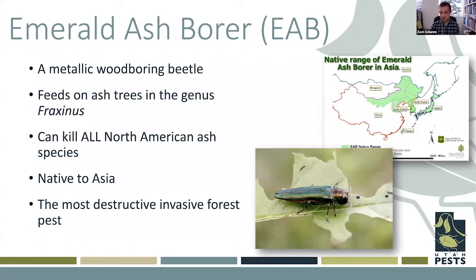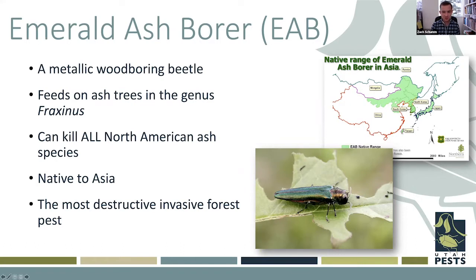So we're going to start off talking about the emerald ash borer. That is, I think, the biggest concern out of all of the insects that we'll be discussing today. And this is a metallic wood-boring beetle. So it's in a family of beetles that are often just basically referred to as metallic wood-boring beetles, or also jewel beetles. So they tend to be shiny in color, many of them, certainly not all of them.